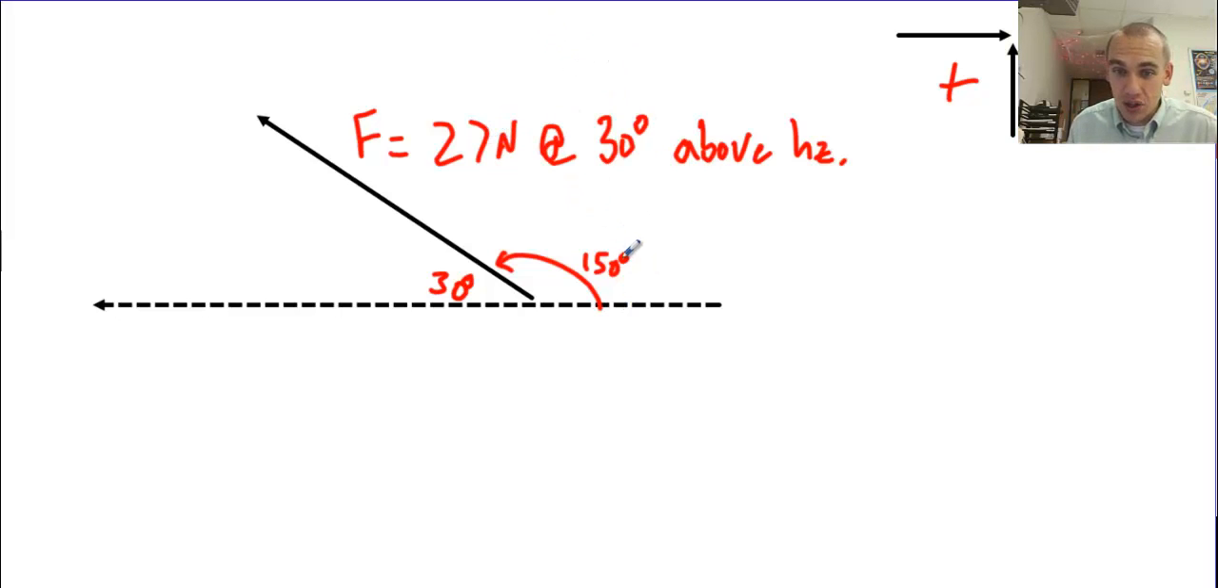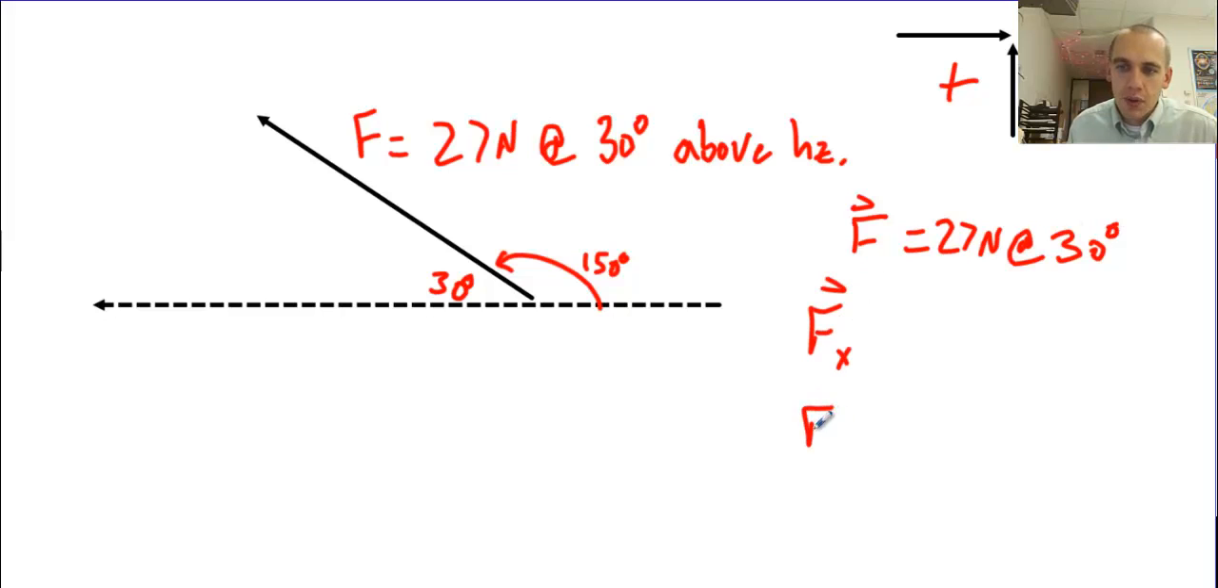Technically, all angles are measured counterclockwise from the x direction unless they tell you what they're measuring from. So if a force is 27 newtons at 170 degrees, that's over here and it's 10 degrees above this line. Usually it's pretty clear what your angle is. Now, I still want the x and y components of my vector, so the vector F is equal to 27 newtons at 30 degrees. I want the x component of F, and I want the y component of F.